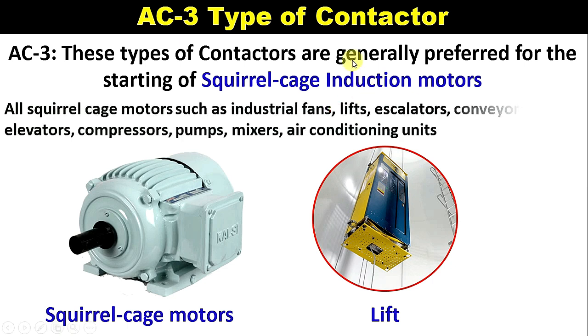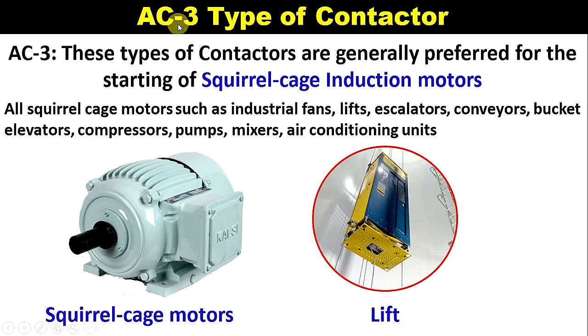For example, industrial fans, lifts, escalators, conveyor belts, bucket elevators, compressors, pumps, mixers, air conditioners, etc. Mostly the loads we use in our homes or in industries, for all these types of loads, you have to use the AC3 type of contactor. So here we can say that we use this AC3 type of contactor mostly.